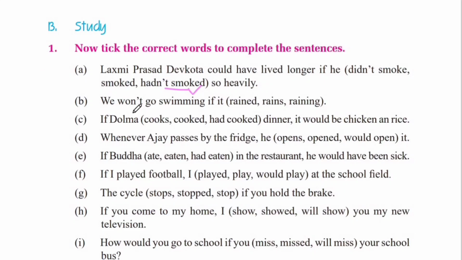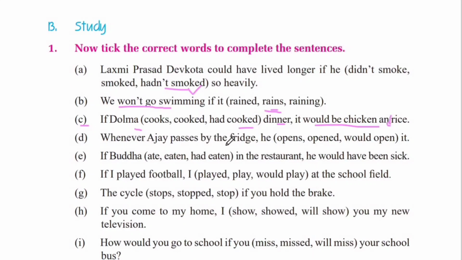Okay, B number. We won't go swimming if it rains. Look, the structure is simple present plus simple future. C number. If Dolma had cooked dinner, it would have been chicken. And this one is not N, this is an A and the N. Do correction in your book. And rice. Again, if Dolma had cooked dinner, it would have been chicken and rice.